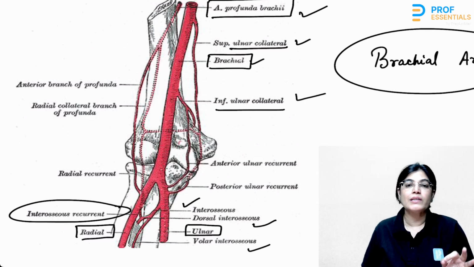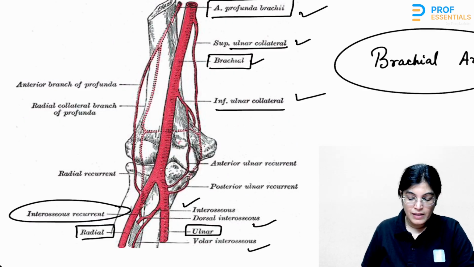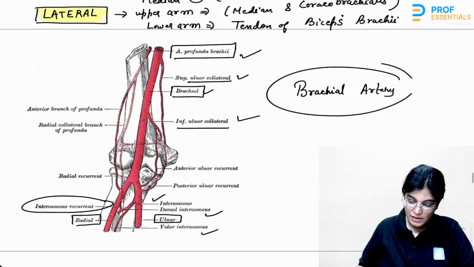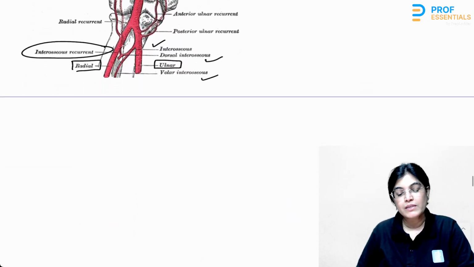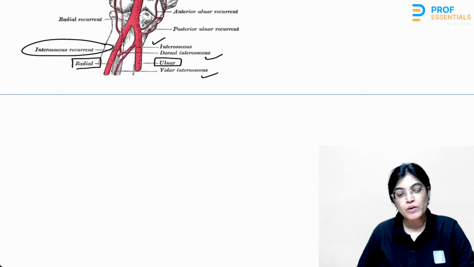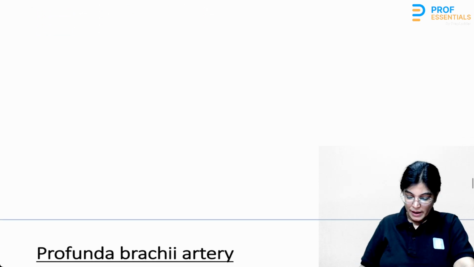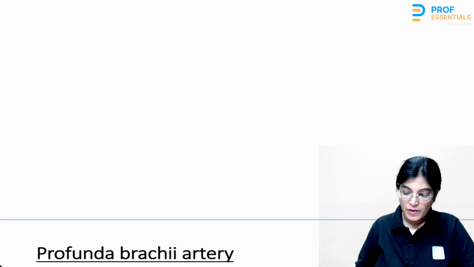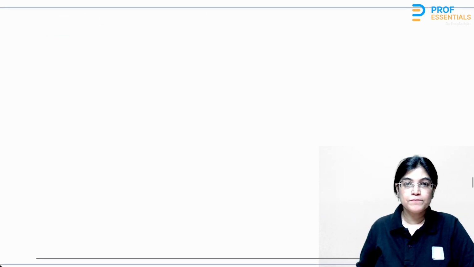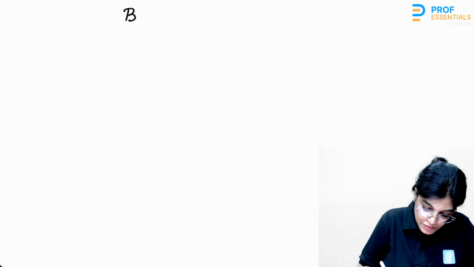Why am I focusing on this point? Because this has been asked multiple times in the competitive exam also. So that is very important. After this, we can make a diagram also. We can make a diagram showing the branches of brachial artery. Then we will go into the details of profunda brachii artery. So exactly, if this comes in exam, you have to draw this diagram, brachial artery.